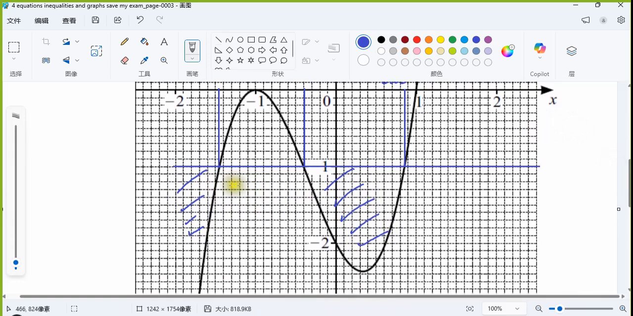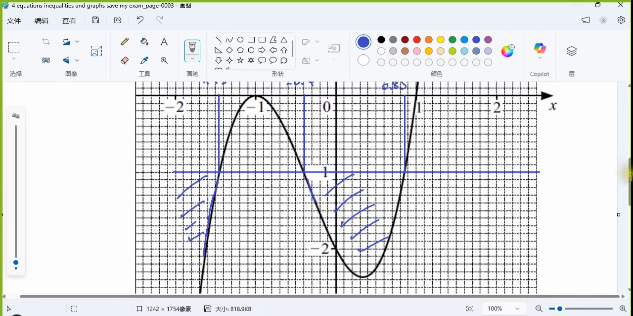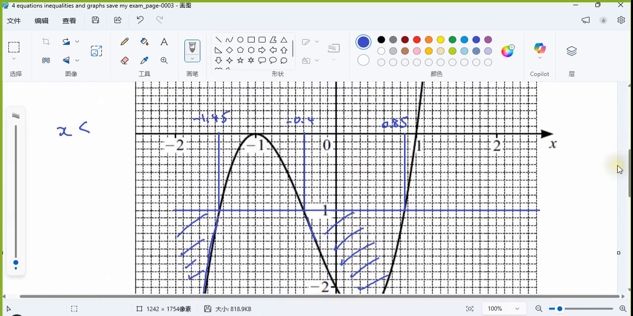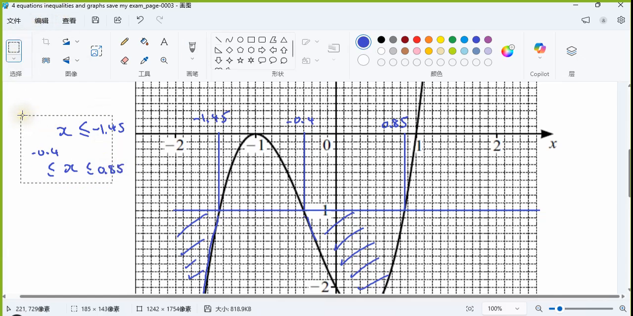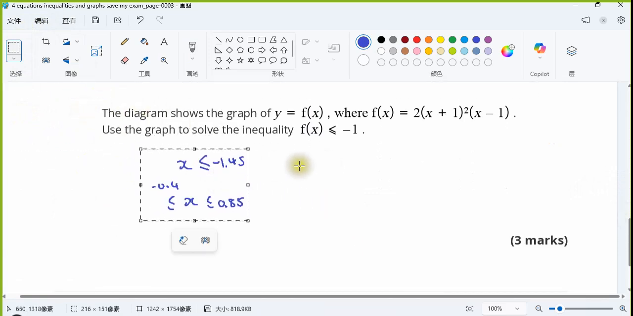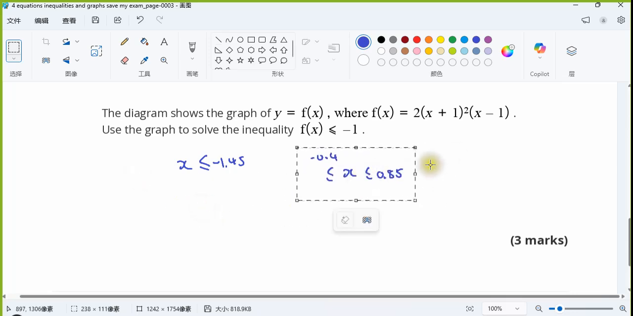So less than, the parts of the graph that are less than are this part and this part. So the answer will be x less than or equal to negative 1.45. At the same time, x is between negative 0.4 and 0.85. So this is the final solution. We get the answer from the graph.